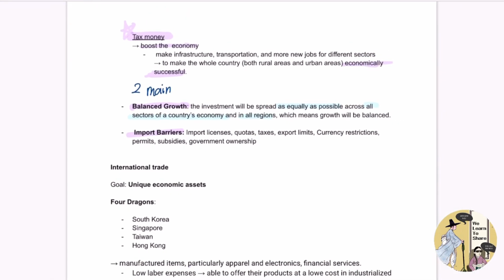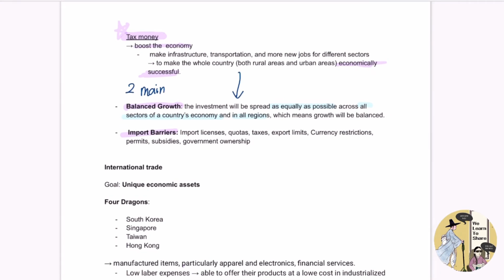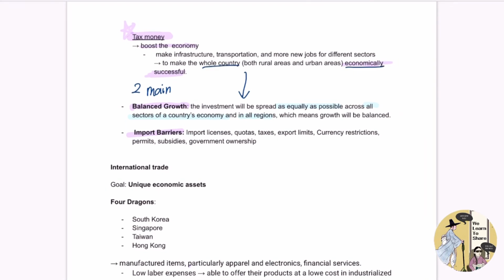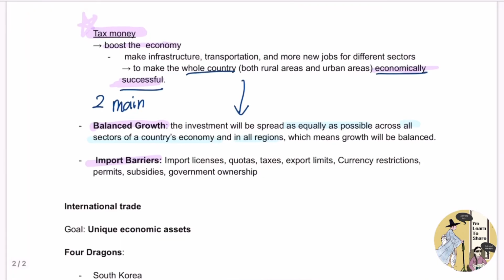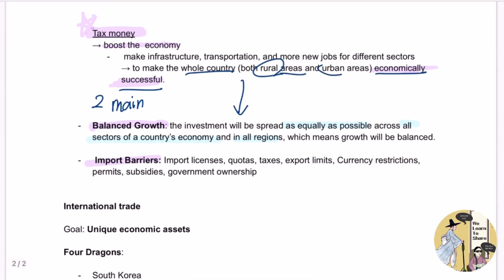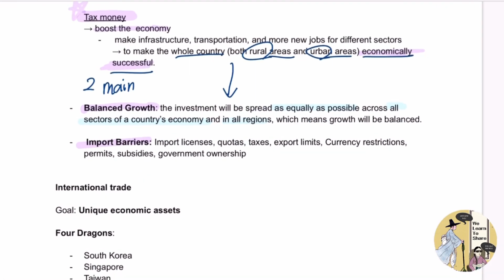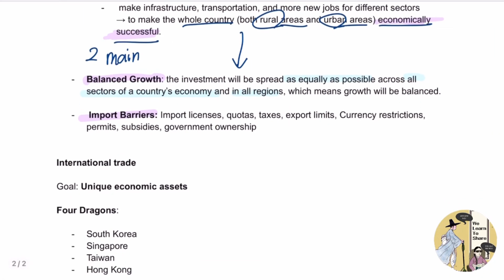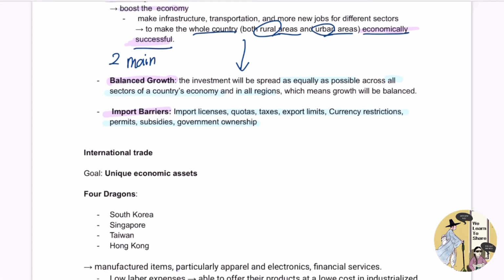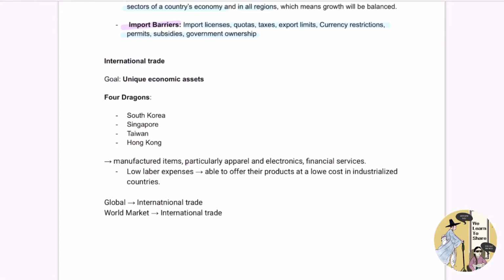This has the same meaning as what I just said about tax money: the government will put lots of effort into making the whole country economically successful, which does not depend on rural areas or urban areas. They're just trying to make the whole country as equally successful as possible. Next is import barriers, and those are just what I mentioned before, the kinds of barriers India had.